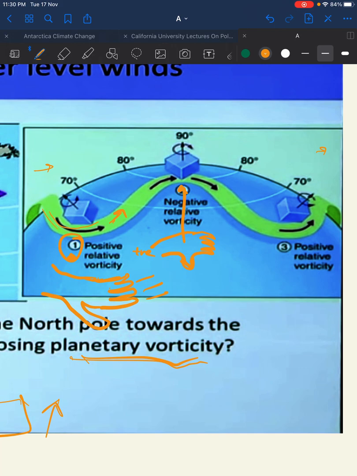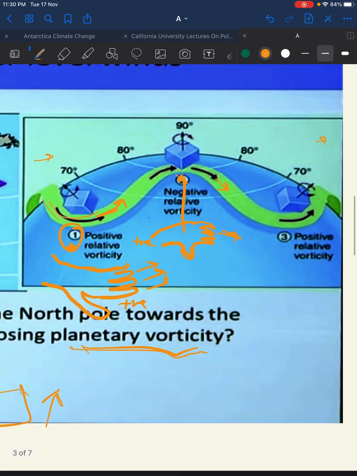If we always use our right hand, and we always put all four fingers in the direction of wind, here also it is in the direction of wind. See, both are pointing in the direction of wind. Here also it is in the direction of wind. In this case, at point 1, our thumb is pointing away from the screen, so that means it is positive. And here it is pointing inside the screen, so that means it is negative. Now I hope this is clear to you.